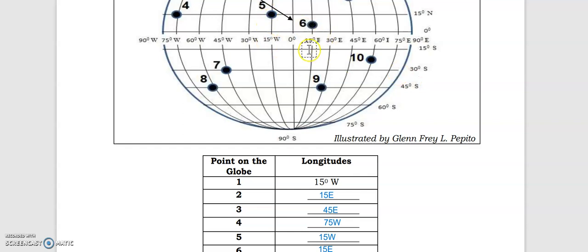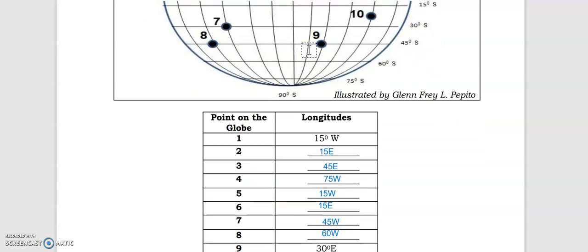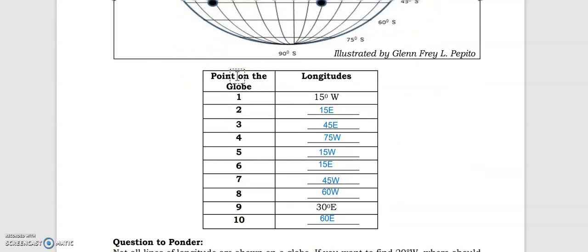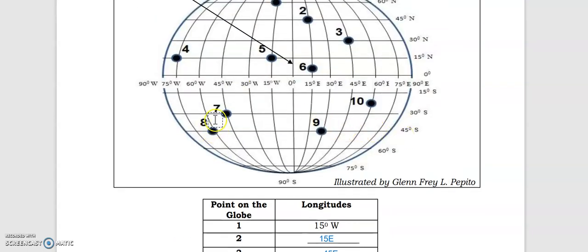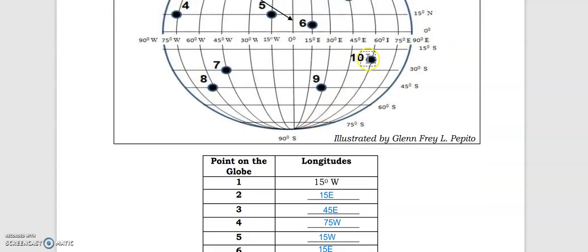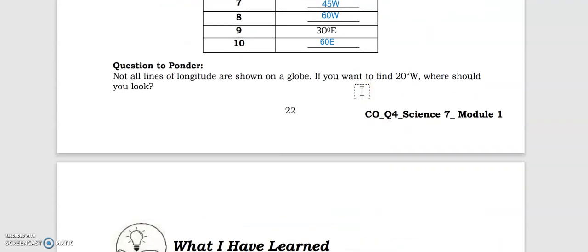Point 6 is 15 degrees east. Point 7 is 45 degrees west. Point 8 is 60 degrees west. Point 9, 30 degrees east. And point 10, 60 degrees east.